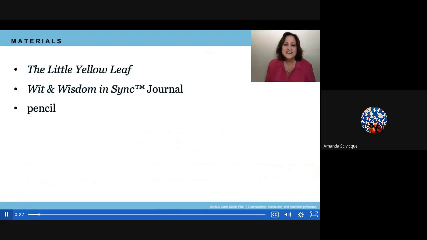Today you'll need the little yellow leaf, your journal, and a pencil. Pause here to gather what you need and just hit the play button when you're ready to continue.